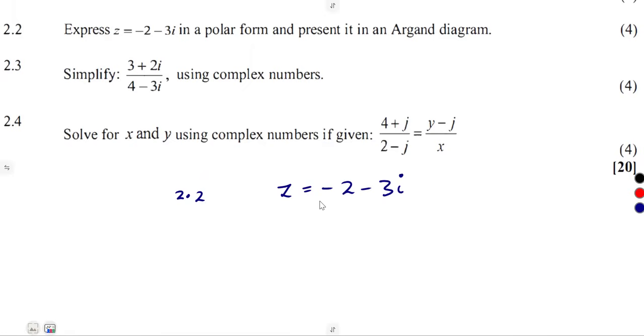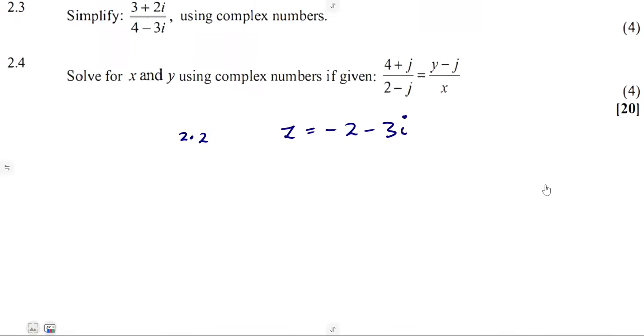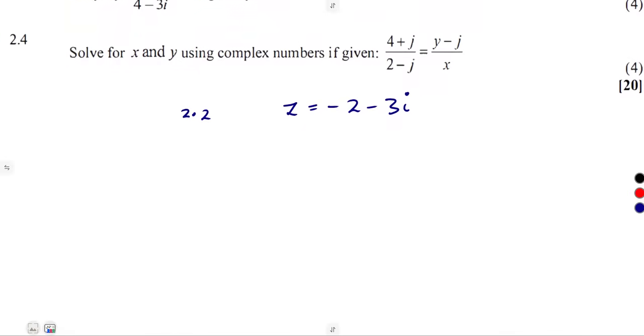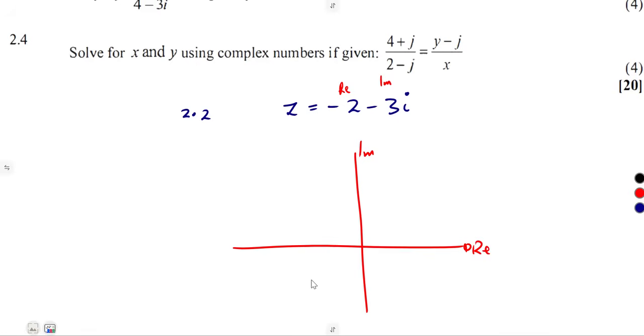Because for the angle, you must tell exactly which quadrant this complex number is going to lie in. Where is it going to lie? All right. Our real is negative. Our imaginary is negative. So in this case, we are going to have this one in the third quadrant. Real is negative. Imaginary is negative. So let's say this is -2. This is -3. It is going to meet here in the what? In the third quadrant. All right.